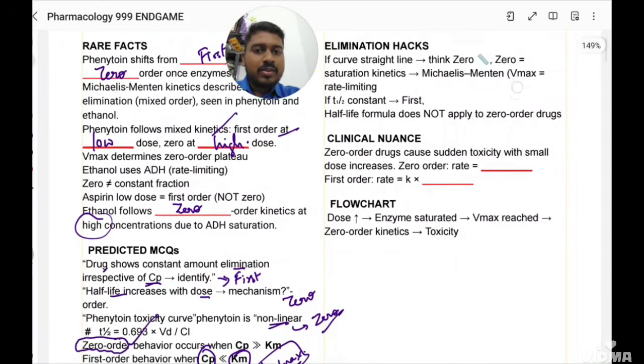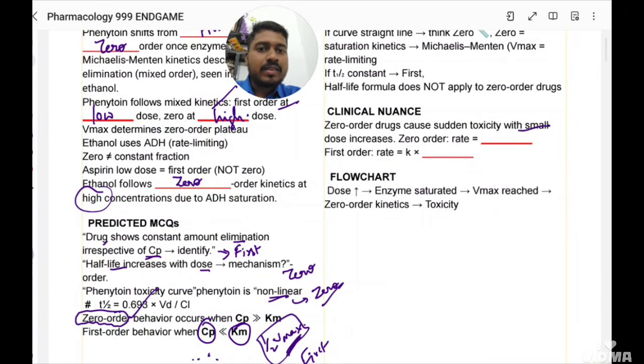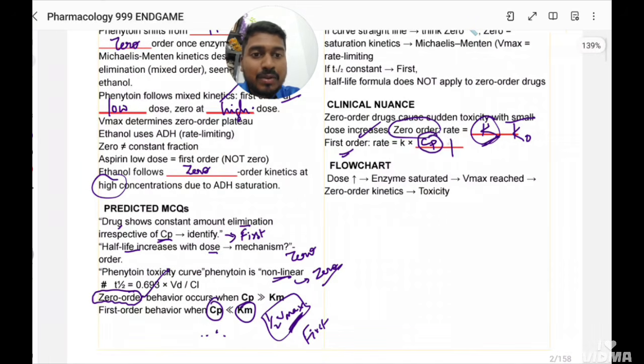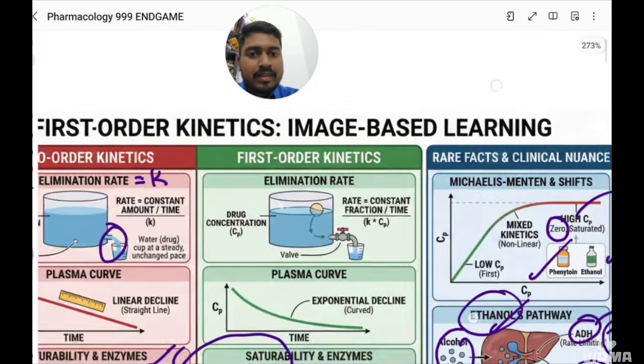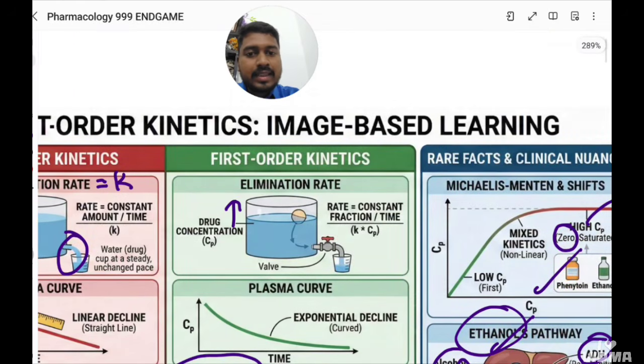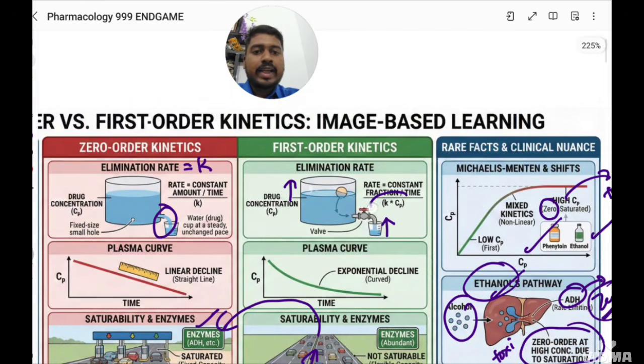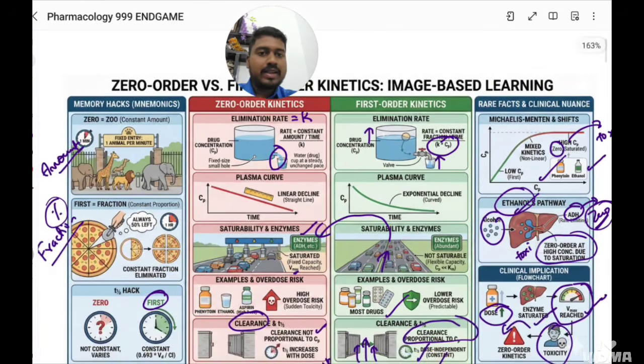Okay, so zero order drug causes sudden toxicity with small dose increase. So zero order rate is what? Rate is always constant, which is K. We denote it as K0. In first order, rate is equal to K into what? Cp. Cp means plasma concentration. So if plasma concentration is increased, elimination rate is increased. You saw it here, right? See this. If drug concentration is increased, our rate is also increased. So K into Cp.